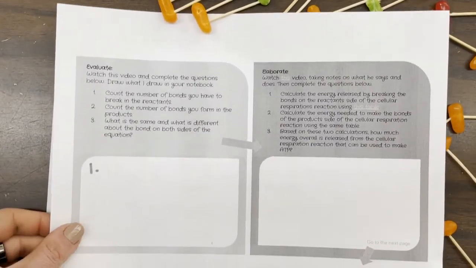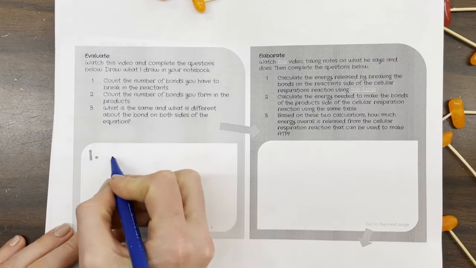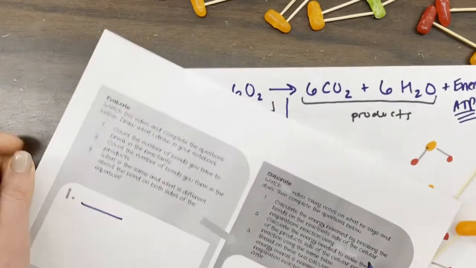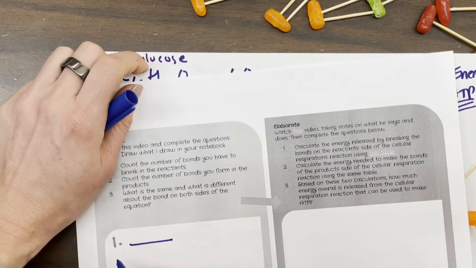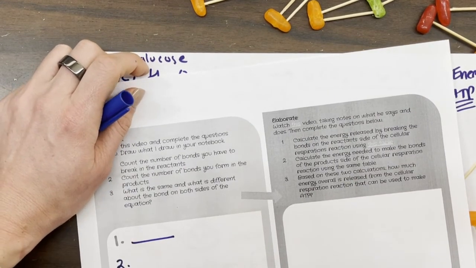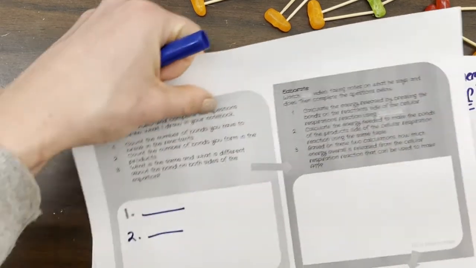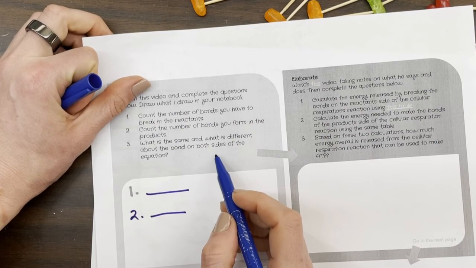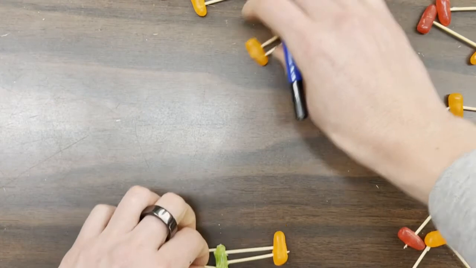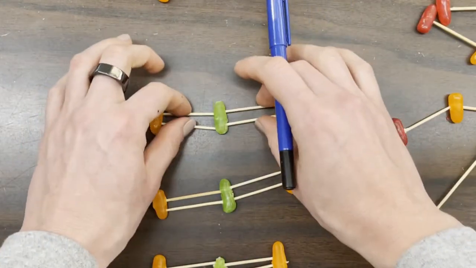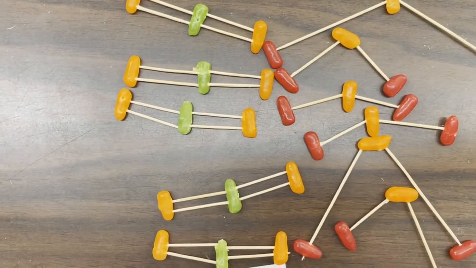So now that you watched the video, you count the number of bonds you have to break in the reactant. How many reactant bonds did we have to break here? We have that number right here. And then number 2, count the number of bonds you formed in the products. We have that number right here. Bada boom. What is the same and what is different about the bonds on both sides of the equation? Go back and look at what types of bonds we had. We call these single bonds, these double bonds, and talk to me about what was the same, what was different. There you have it.